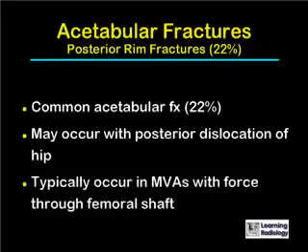Posterior rim fractures comprise about 22% of all acetabular fractures and therefore are common. They can occur with posterior dislocations of the hip, and they typically occur as a result of motor vehicle accidents where the force is directed along the femoral shaft posteriorly.